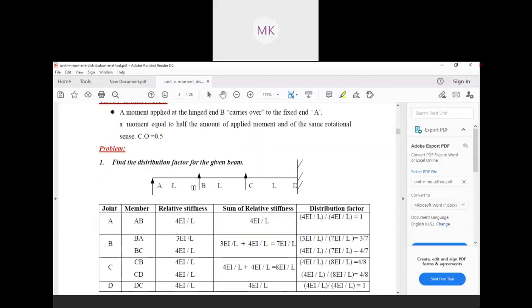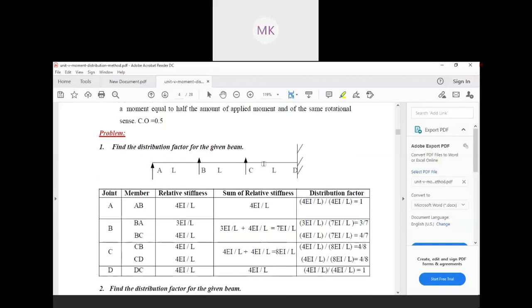A beam is given. How do we find the distribution factor for this type of beam? As you can see here, there are four joints A, B, C, D. So you need to consider all the members connected to each joint. From joint A, what is the member connected? It is AB. At B, it is BA and BC. At C, it is CB and CD. And at D, it is DC. As per that, and as per the condition, we need to consider the relative stiffness, these values.